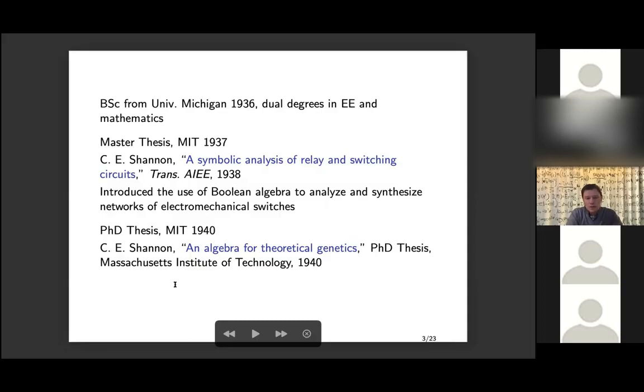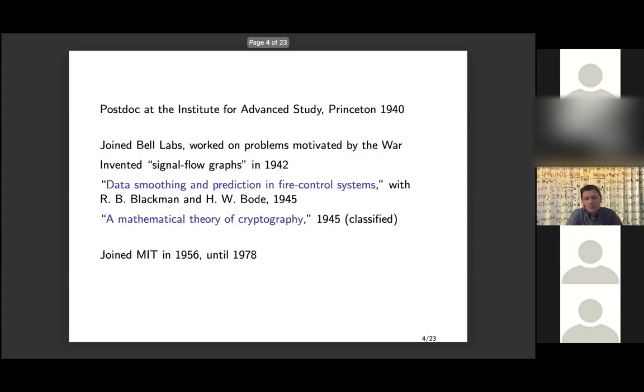And then he wrote the PhD thesis at MIT also. His PhD thesis is not at all as well known, and definitely not as influential as his master's thesis. The PhD thesis was about genetics, or mathematics for genetics. So after finishing the PhD, he joined Princeton and the Institute for Advanced Study, where you had people like Gödel and Einstein and von Neumann, all the heroes of the day. So he could interact with them.